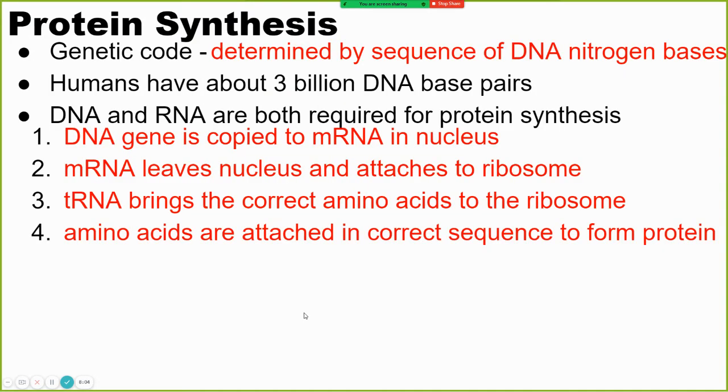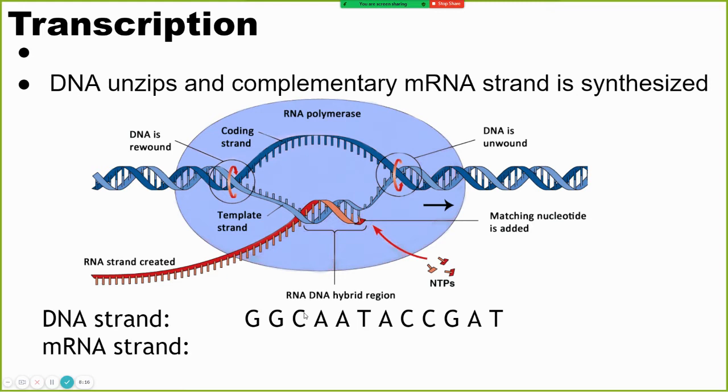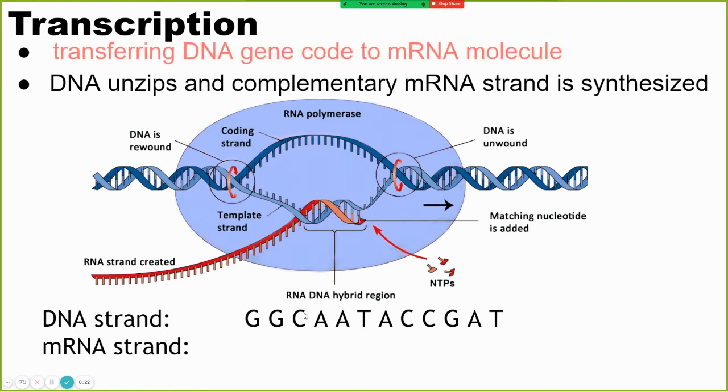That's how the instructions in DNA are actually used to make an actual protein. We can look at some diagrams of it. The first step is called transcription. This is the part when the DNA instructions get copied to messenger RNA. Basically, this process happens in the nucleus.